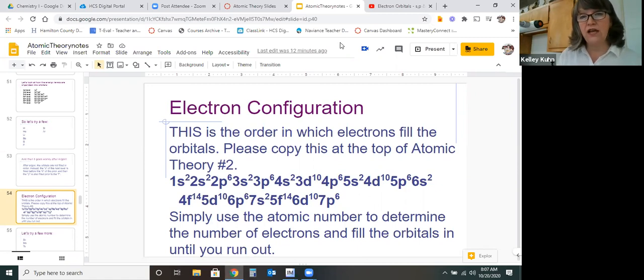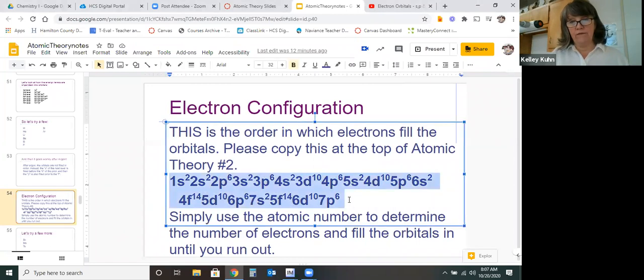Let me make sure this is actually correct for a second. So take a second and copy this at the top of a clean sheet of paper. We're going to use it to complete atomic theory number 2. I'm going to start working with you now at this point so we can do a few more together and we can talk about the process. But do copy this order right here. This is actually the order that the electrons fill the orbitals. Make sure you copy it in order, double check it, and then we're going to try some together.